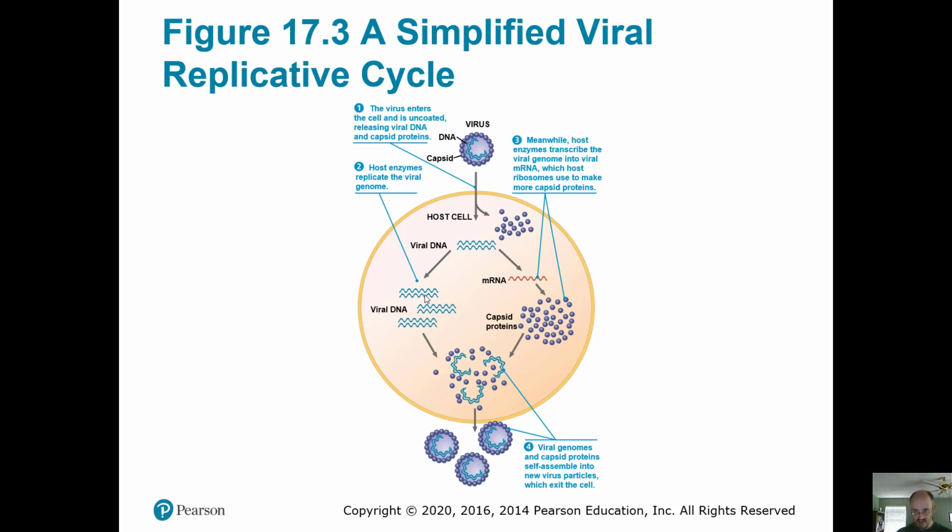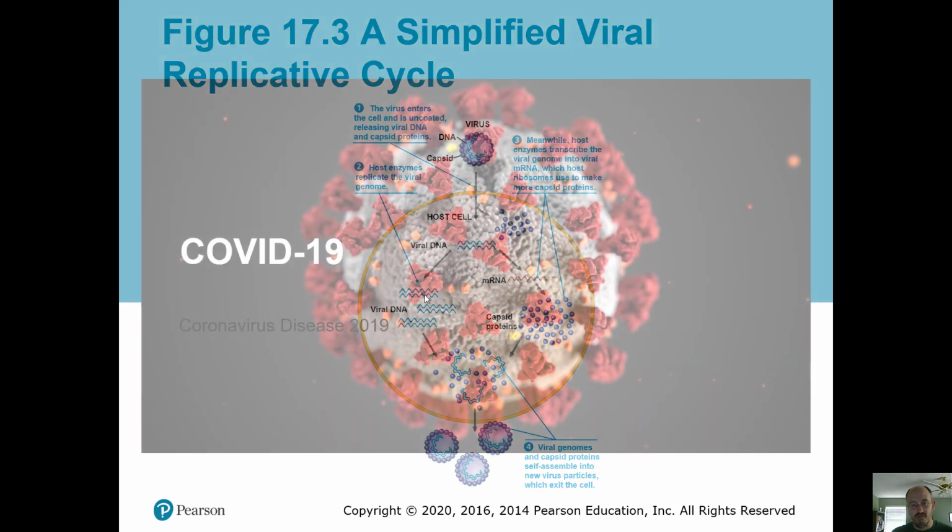So it gets into our cells. We make new DNA copies. We also make new proteins for its capsid, and then everything assembles and it goes on its way. So the virus can't divide on its own. It uses our cellular machinery to reproduce.